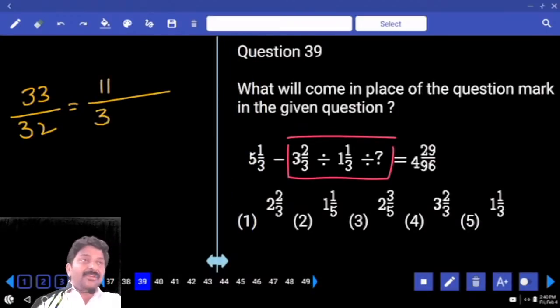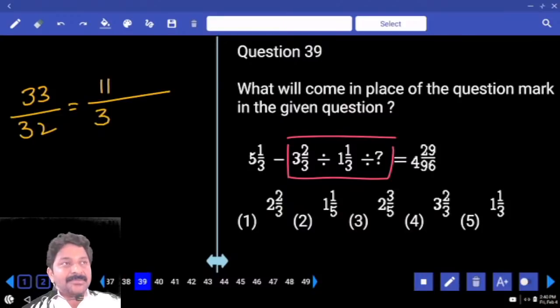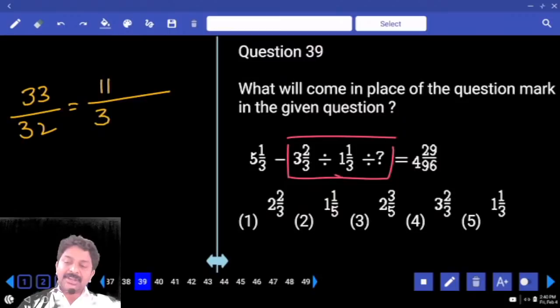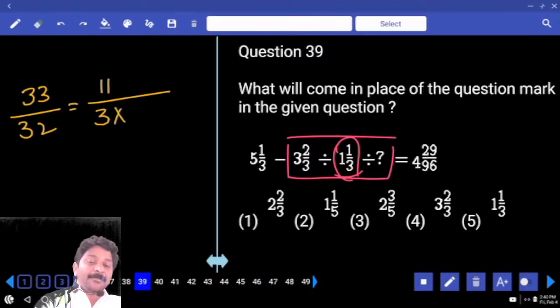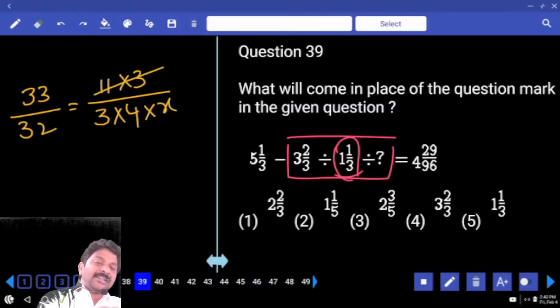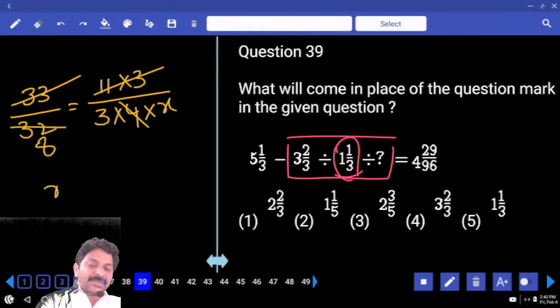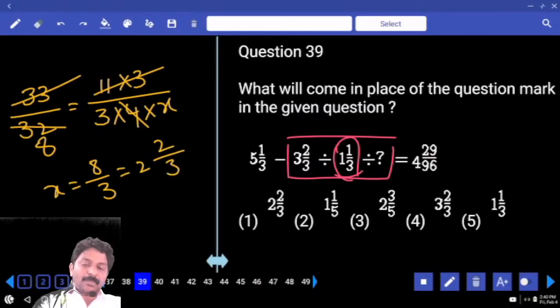11 by 3. When you have continuous division, the first number comes in the numerator, the remaining numbers come in the denominator. So in the denominator, what must be our first number? 1 by 3. Simplified form? 4 by 3. The denominator's denominator comes to the numerator. And then divided by x, that means into x. Clear? 33, 33. Both numerators got cancelled. Correct? Right. 4 how many times? 8 times. From this x is equal to 8 by 3, which is 2 by 3.